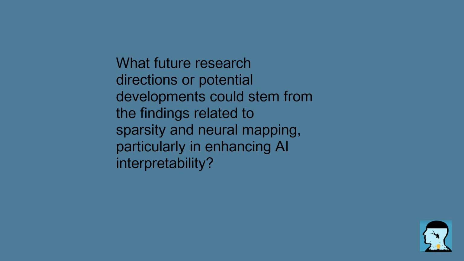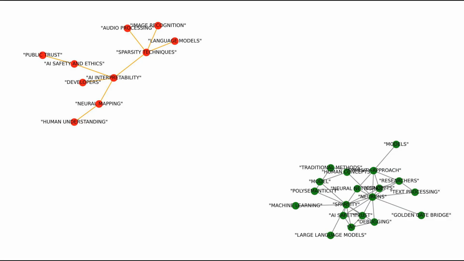What future research directions or potential developments could stem from the findings related to sparsity and neural mapping, particularly in enhancing AI interpretability? The findings related to sparsity and neural mapping open up several really exciting research directions and potential developments aimed at enhancing AI's interpretability. Here are some possibilities. 1.